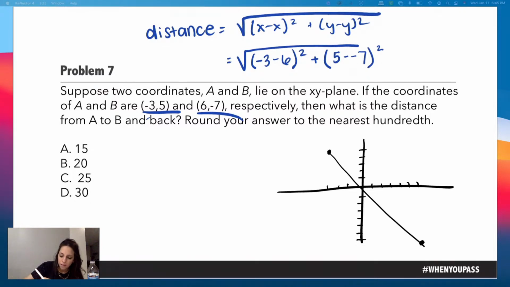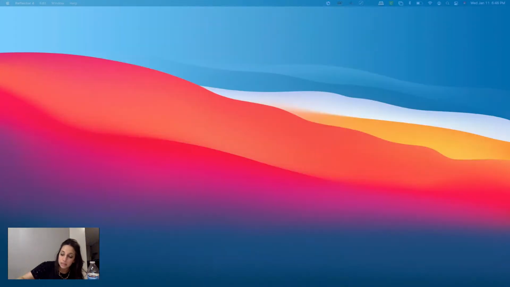So I have the square root of -3 minus 6, which is -9, squared. Plus 5 minus -7, which makes a big addition sign. So 5 minus -7 equals 12 squared.